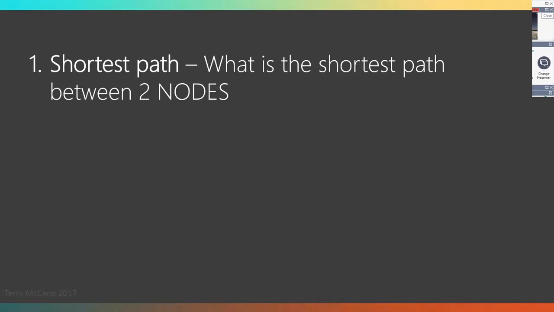So what are the types of things that we generally try to do with a graph database? A couple of different patterns that we're trying to solve. A very common one is, what's the shortest path between two nodes? Now, let's imagine the graph that we're looking at is essentially people and bus stops.